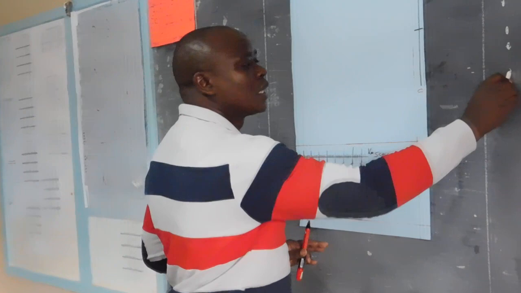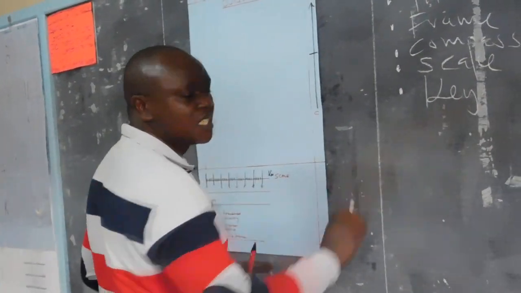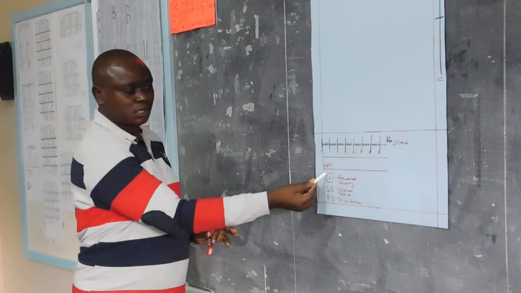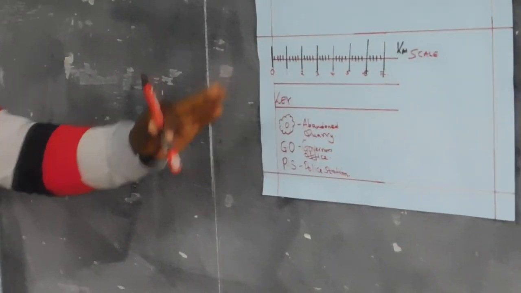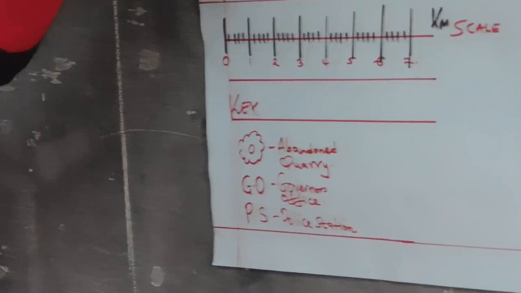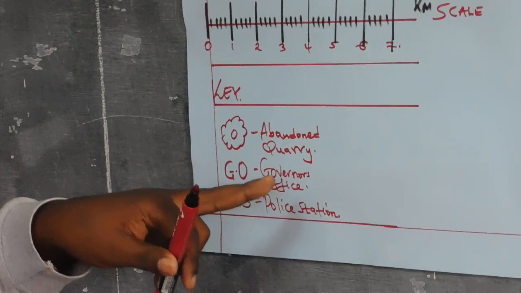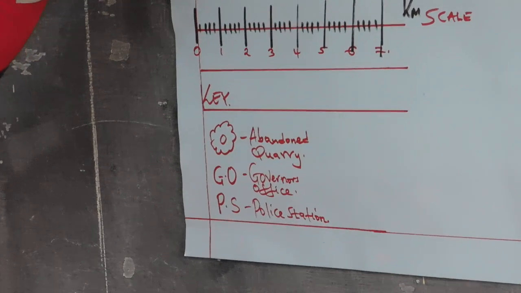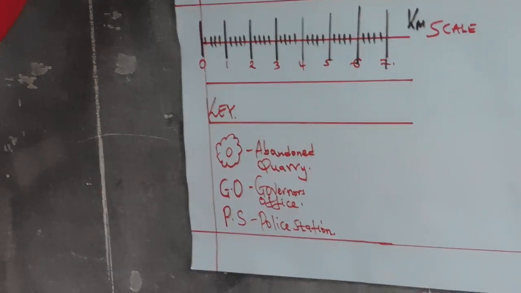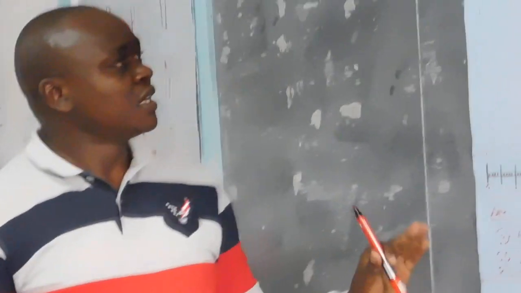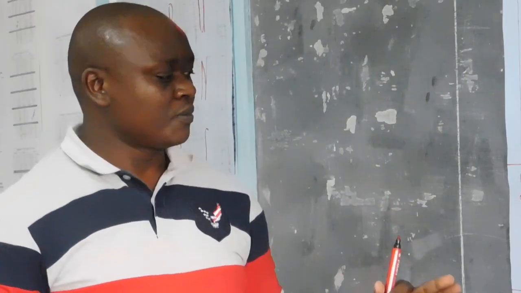Then the 5th one, which is the last, the key. This is the key. And the key has some symbols, and those symbols must be related with what is in the map. Don't answer any question out of the map. On the key we can write governor's office, but in the map there's no governor's office. Don't answer any question concerning the governor's office if it's not on the map but is on the key. Please relate the map with the key.